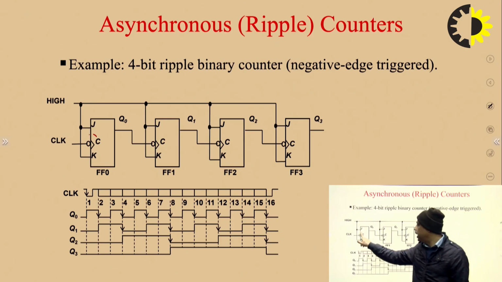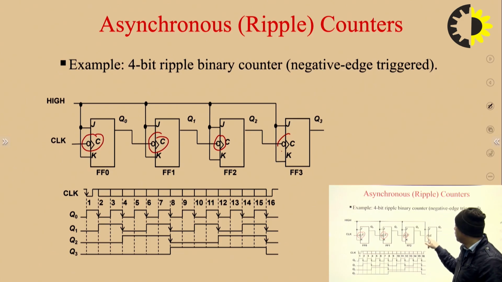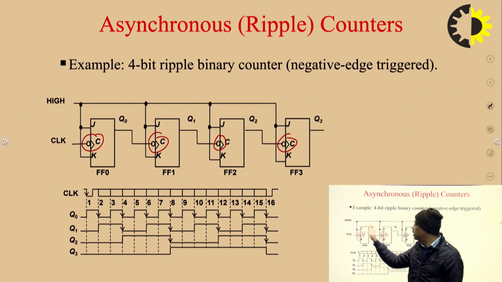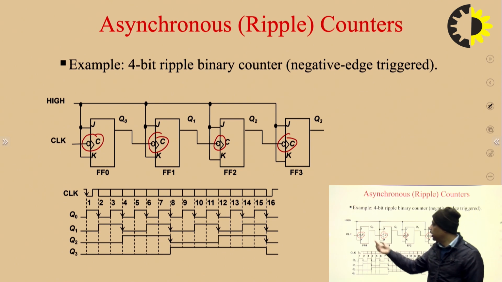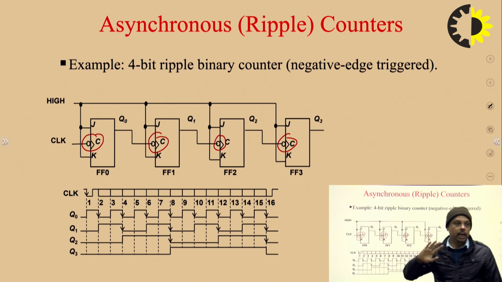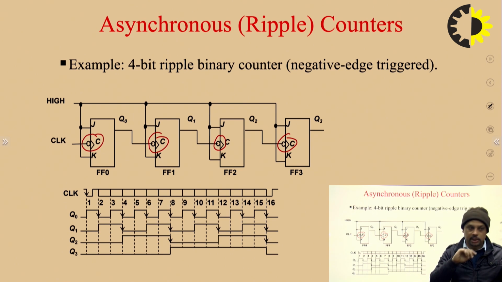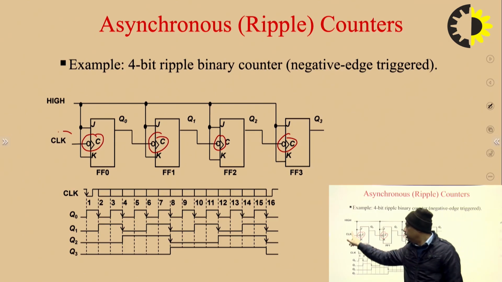negative edge triggered ripple counter. So again the same thing, all the flip-flops must be in the toggle condition, that is, the inputs J and K of the flip-flops must be equal to 1, so that it is in the toggle condition. Clock is arriving.